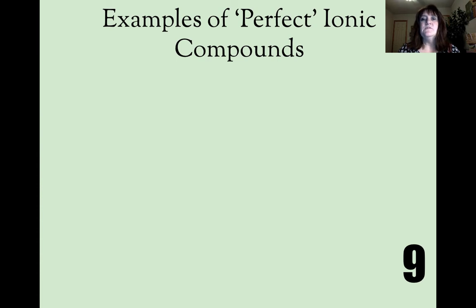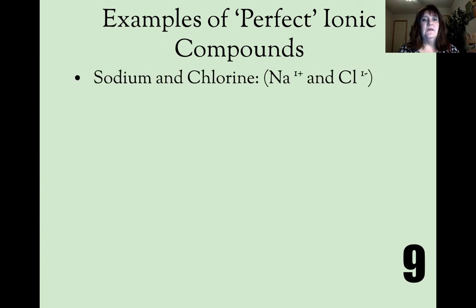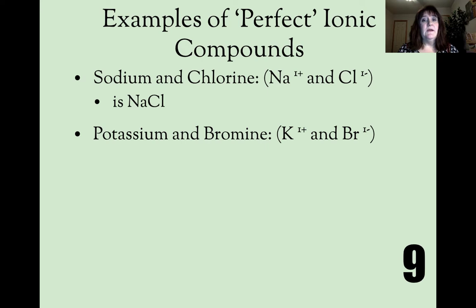So these are examples of perfect ionic compounds. Sodium and chlorine. Sodium has an oxidation of 1 positive, chlorine has an oxidation of 1 negative. They combine to make NaCl. Potassium and bromine, again, potassium is a 1 positive, bromine is a 1 negative. They combine to make KBr.